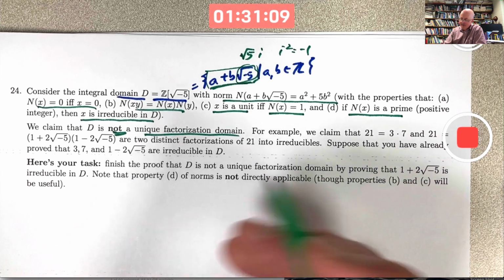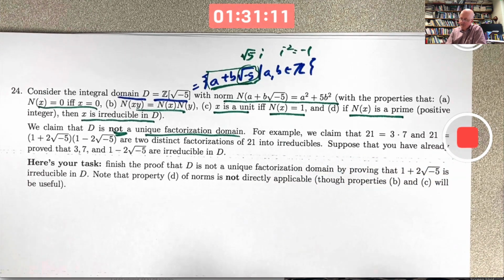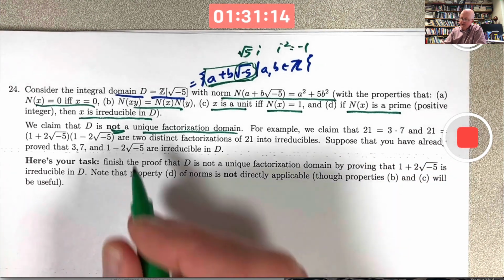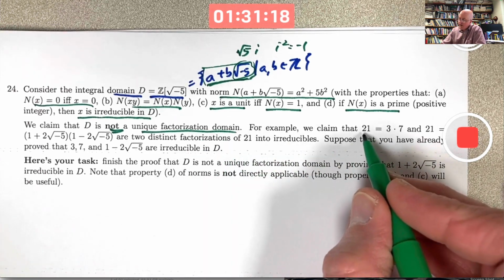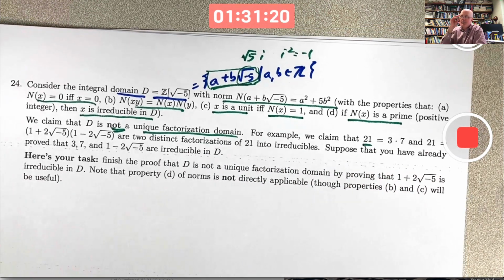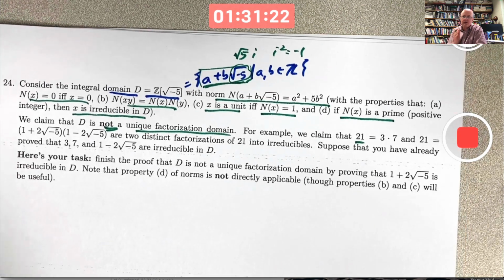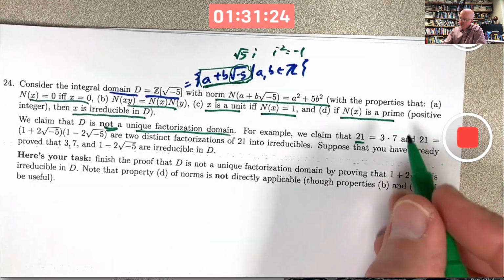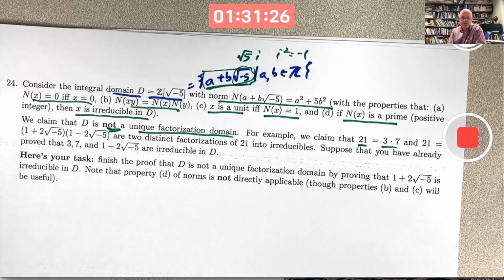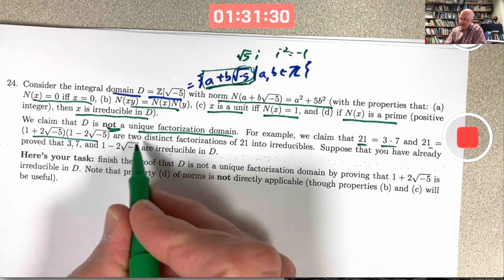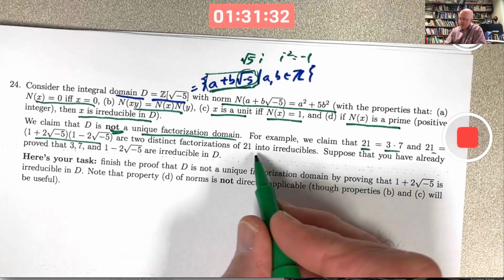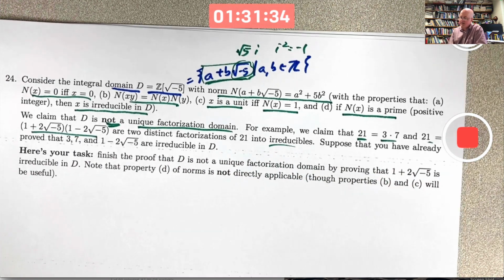Okay, that's some background properties that my students all know about. Claim that this is not a unique factorization domain. For example, we claim that 21 has 2 factorizations in terms of irreducibles. It's 3 times 7, where 3 and 7 will be irreducible, and it's also this product where these two things will be irreducible. 2 distinct factorizations into irreducibles.